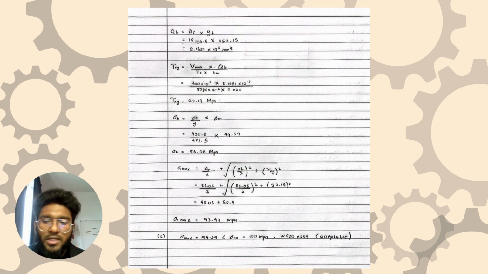Then see the conclusion. We find the maximum bending stress equals 94.49 megapascal, and the maximum principal stress is 93.93 megapascal, and the allowable stress is 100 megapascal. So since all the calculated stresses are less than the allowable limit, the W920 times 449 section is acceptable for the given loading condition. Thank you.